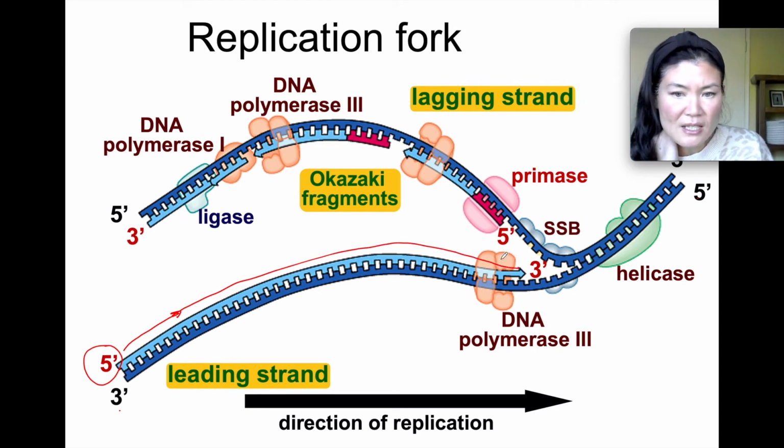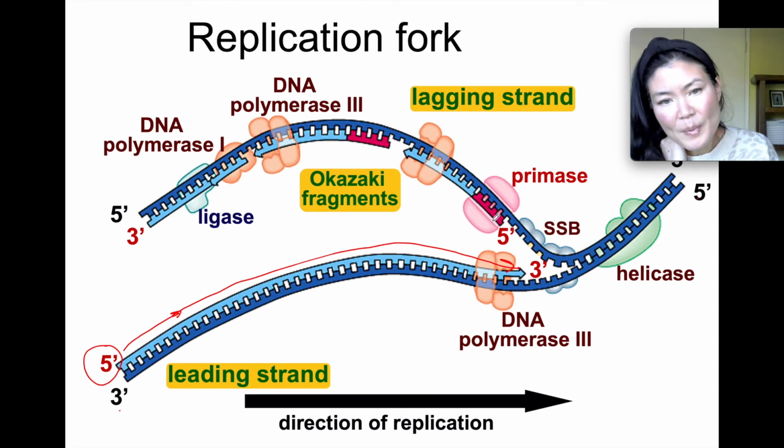So this is the leading strand because it's a strand of DNA that's just being made continuously. Whereas on the opposite side, maybe the replication fork started somewhere over here, okay?